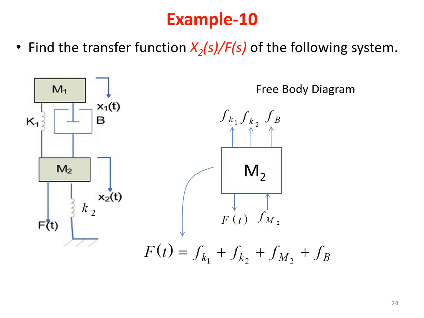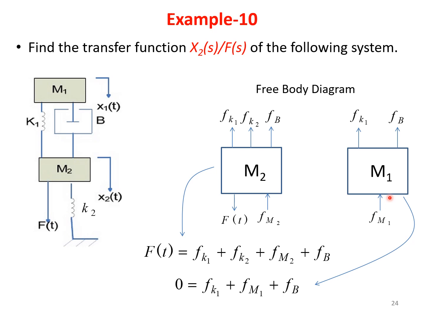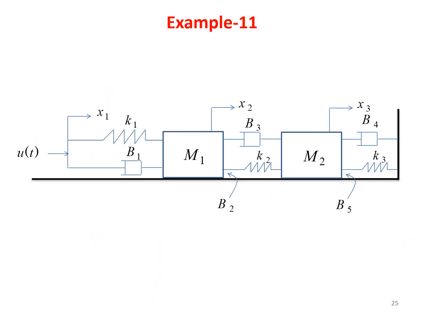This is another example wherein you have two masses m1 and m2 with a spring k1, dashpot b and spring k2. Here f(t) is taken as equal to the force experienced by k1, k2, m2 and fb. This is the free body diagram representation for one node, and for the other node, 0 is equal to the force experienced by spring constant k1, mass m1 and dashpot b. So this is the free body diagram for m1 and this is the free body diagram for m2, and these two are the nodal equations we have in terms of force.